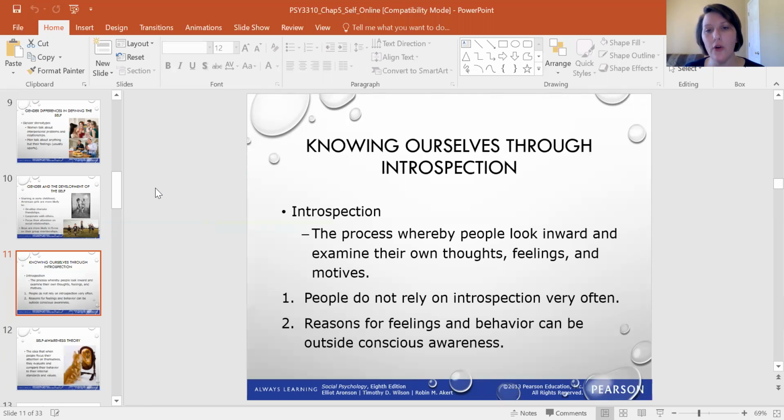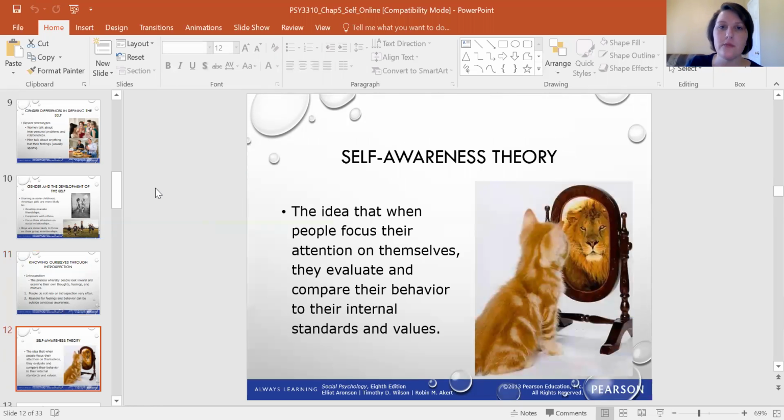Another reason why we don't understand why we do the things that we do is honestly because it could be outside of what we know about ourselves. It's outside of conscious awareness. In order for introspection to work really well, you need to kind of know yourself a little bit. You need to be able to understand yourself a little bit. So one major aspect of this is, if you don't know yourself, if it's outside of your conscious awareness, then introspection isn't going to help you if you don't have that insight about who you are.